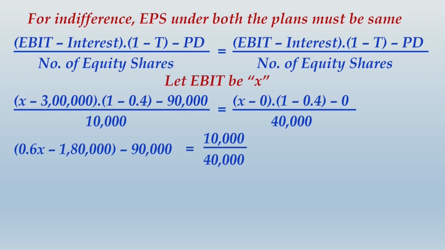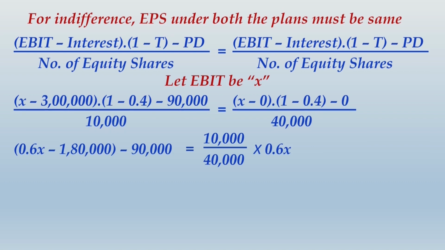So within brackets on the right hand side it is x minus 0, so x minus 0 will be x. If you don't believe me, you can check in your calculator, x minus 0 will be x. Then you have to multiply that by 1 minus 0.4, which will be 0.6, and that will give you simply 0.6x. Now if you solve this equation, you will get the value of x.